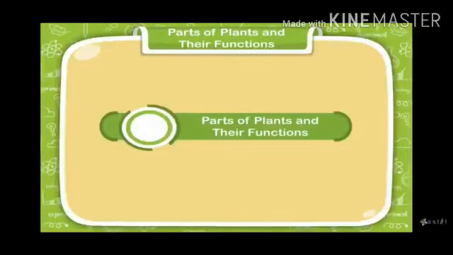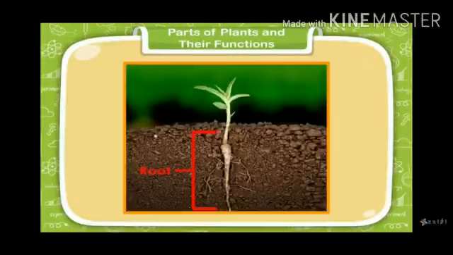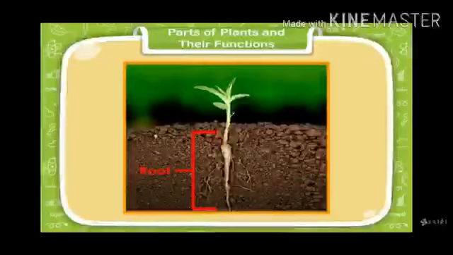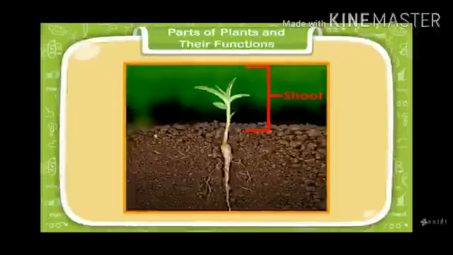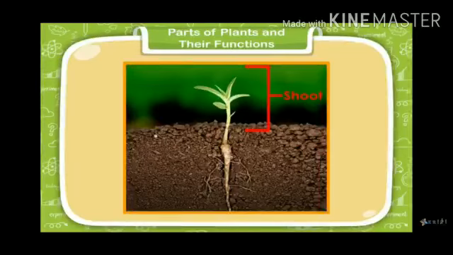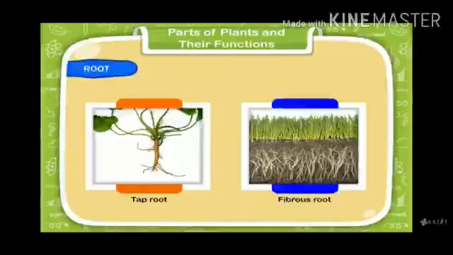So today we will study about parts of plants and their function. Plant consists of two main parts. First is below the ground and second is above the ground. The part which is below the ground is called root and the part which is above the ground is called shoot. Roots are categorized into two parts, taproot and the fibrous root.